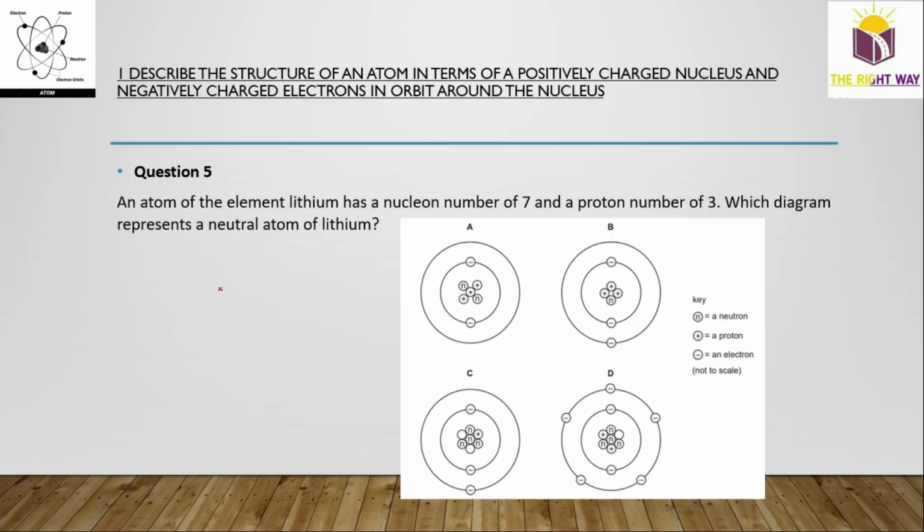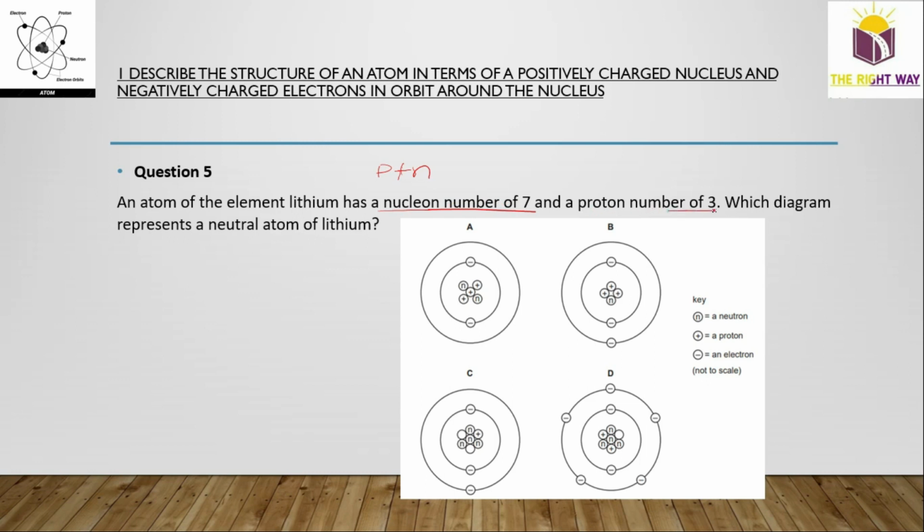Okay, question number 5. An atom of the element lithium has a nucleon number of 7. What is the meaning of nucleon number? Nucleon number means the number of protons plus the number of neutrons.